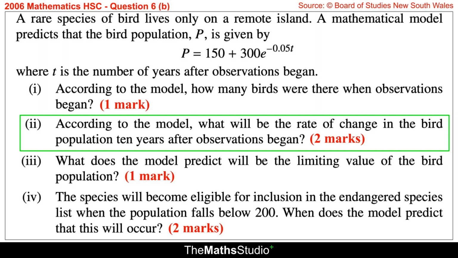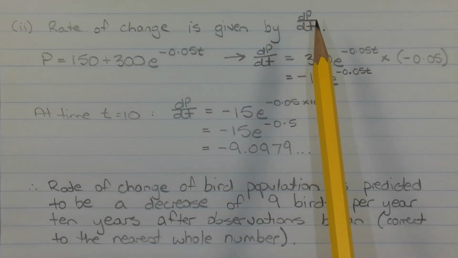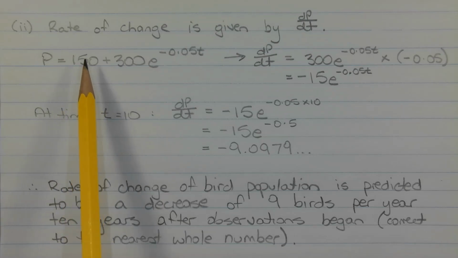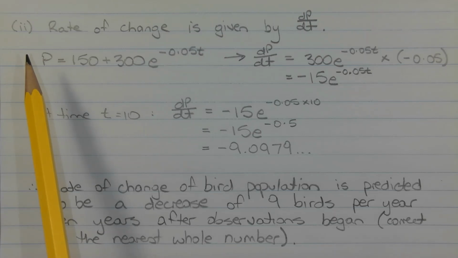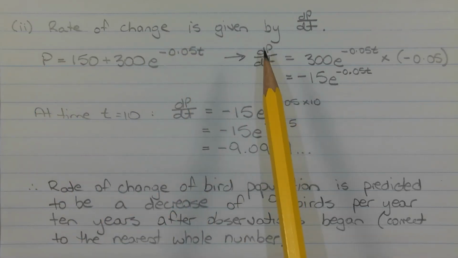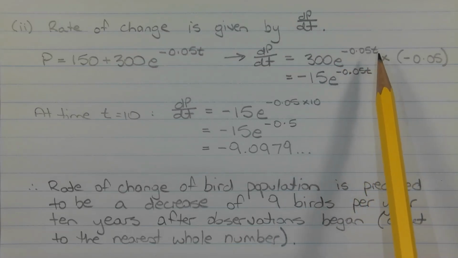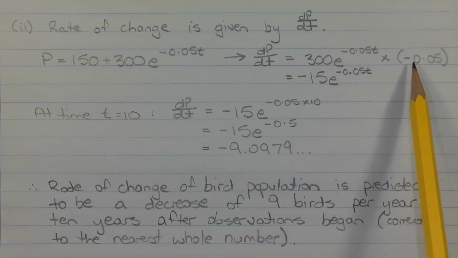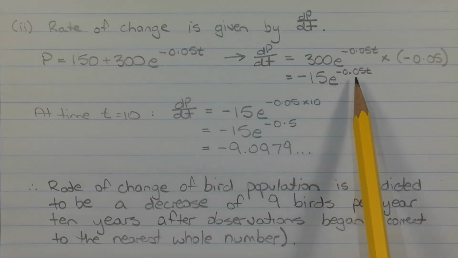Part 2. According to the model, what will be the rate of change in the bird population 10 years after observations began? The rate of change of the population is given by dP/dt. So given that P is equal to 150 plus 300 times e to the power of negative 0.05t, differentiating P with respect to t, we get dP/dt is equal to 300 times e to the power of negative 0.05t times the derivative of the index, which is negative 0.05, and that gives us negative 15 times e to the power of negative 0.05t.